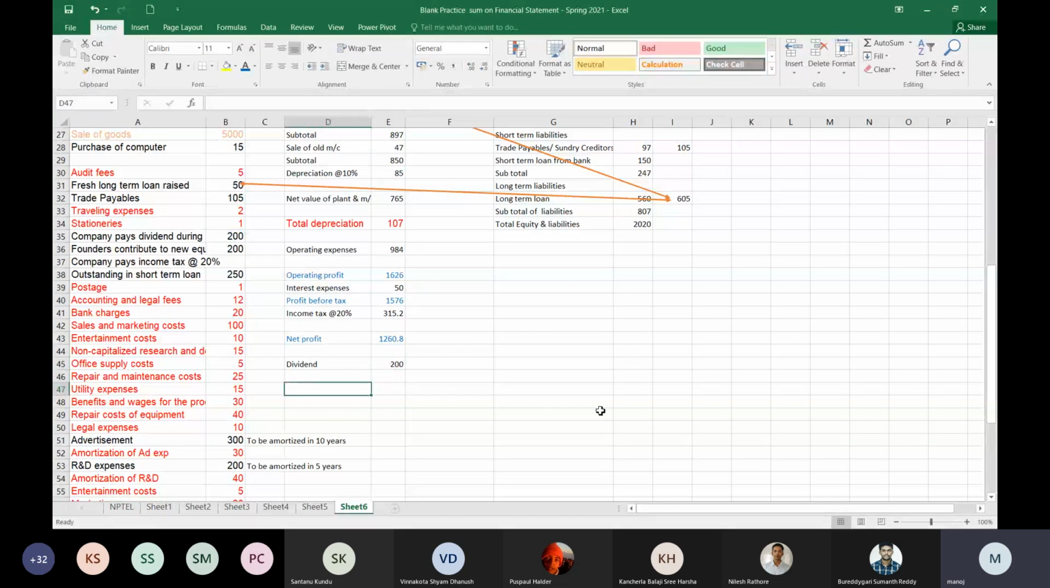And then we get retained profit or retained earnings. Earning is an American term. Profit is an Indian term. This minus 200 is equal to this. So our retained profit is 1060.80. This is our retained profit. What goes to the balance sheet is this. What goes to the cash flow statement is this.